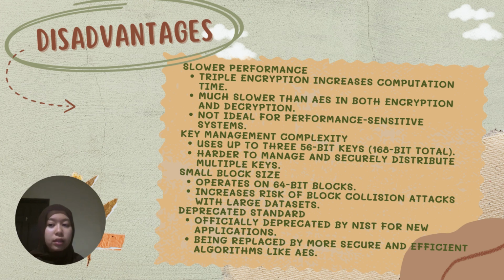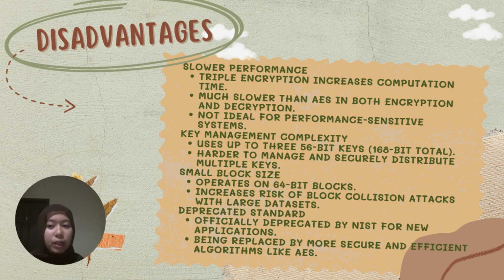Triple DES uses either two or three separate keys. When using three keys, the total key length becomes 168 bits. Managing and securely distributing multiple keys adds more complexity to the key management system. Even when only two keys are used, handling them securely is still a challenge.